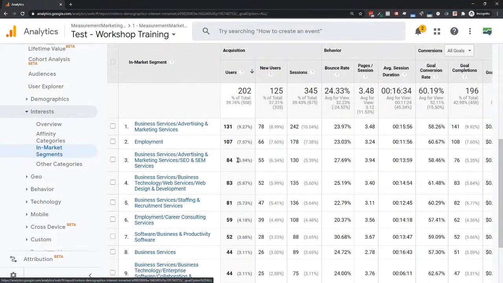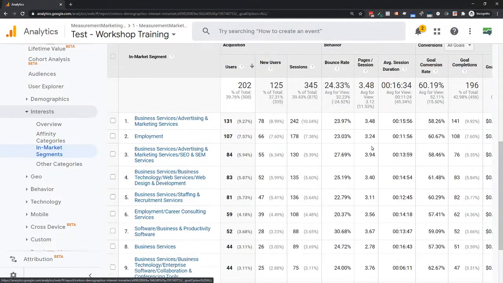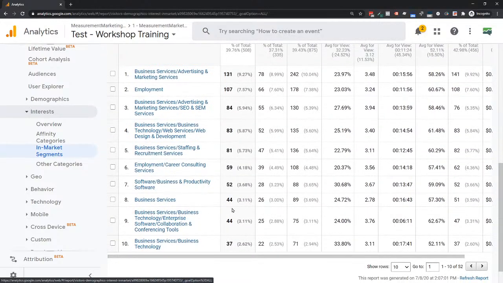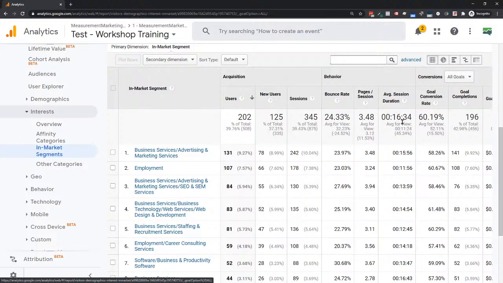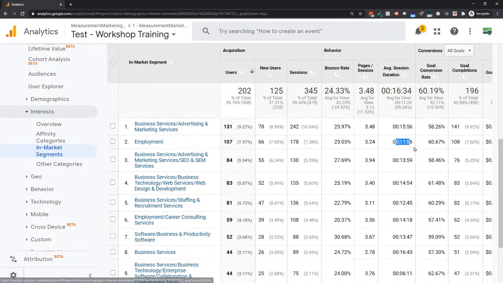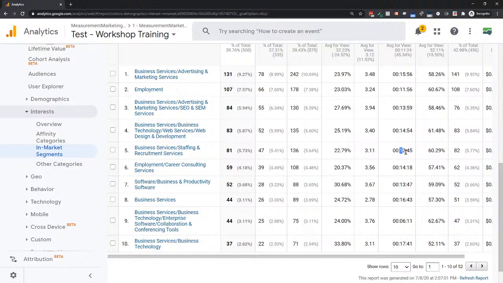And what I would do is the exact same thing. Come through, look at pages per session. Does anything really stand out? Maybe this one a little bit. General business services, not too much though. But does anything stand out on time? So I got 16 minutes. This one kind of does, employment a little bit, 12, a little bit here. So I don't know that I would go for this one, but look at this. Business services, enterprise and software, collaboration, conferencing tools, 6 minutes.